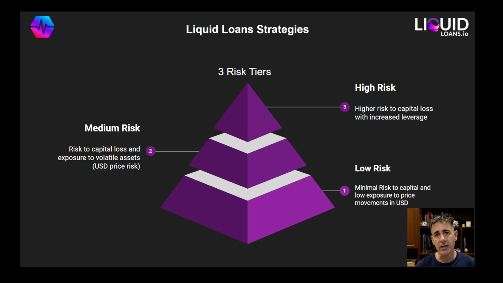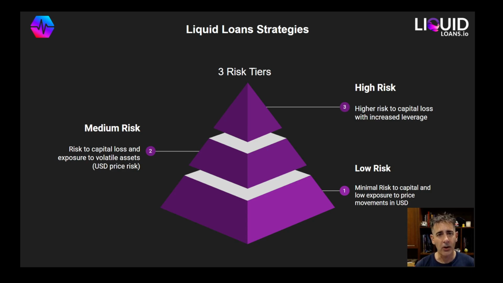Then we've got the medium risk strategies, where there's a risk of loss to your capital, but it can be mitigated because we're holding particular assets that we can, if we need to, liquidate to pay down any debts on the vaults. So I put that in the medium risk category, where we've got some exposure to USD price risk, but there's a way we can mitigate it within certain parameters. So we'll have a look at that.